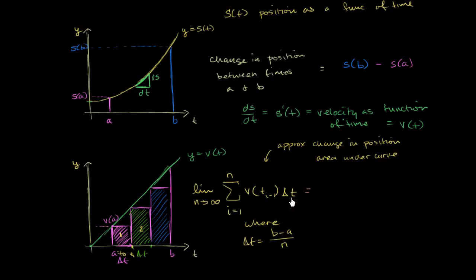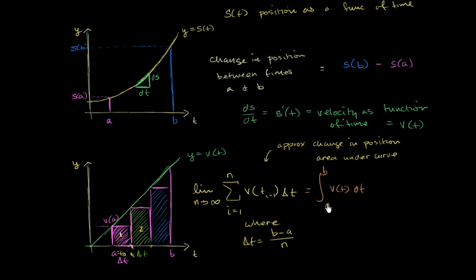We just use the left Riemann sum. Once again, we could use the right Riemann sum, et cetera, et cetera. We could have used a more general Riemann sum, but this one will work. So this will be equal to the definite integral from a to b of v of t dt.